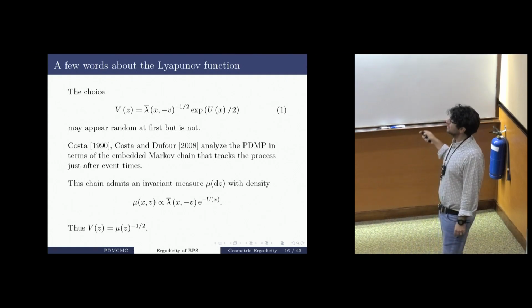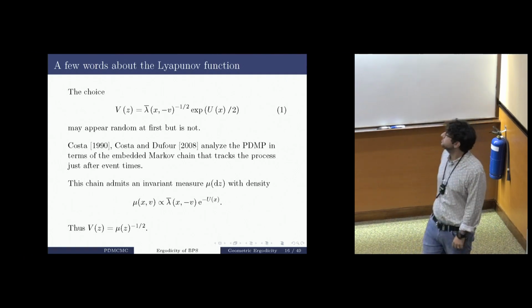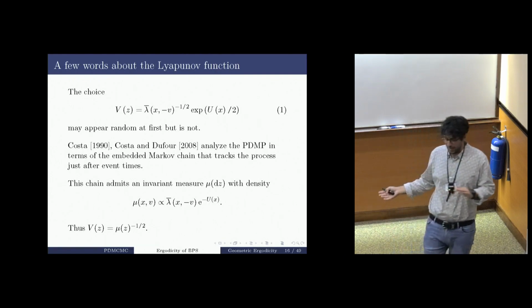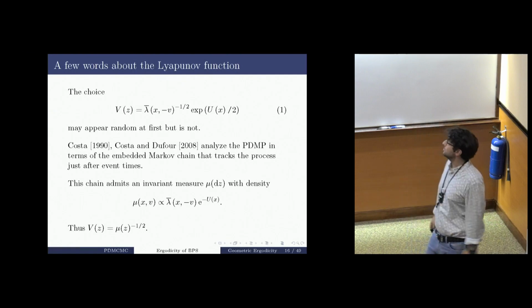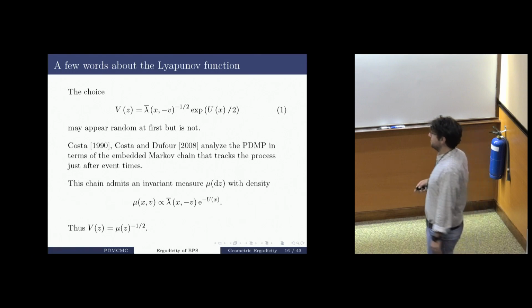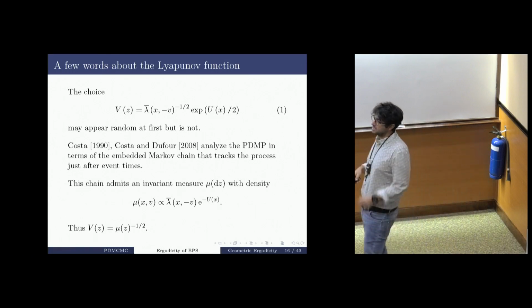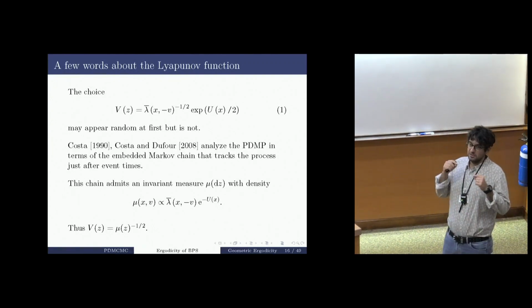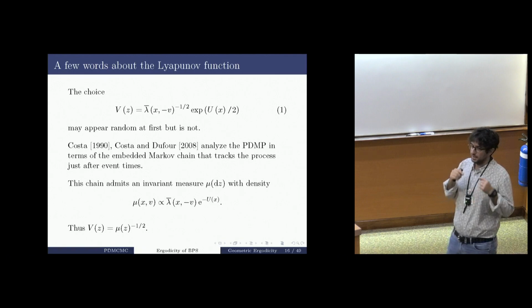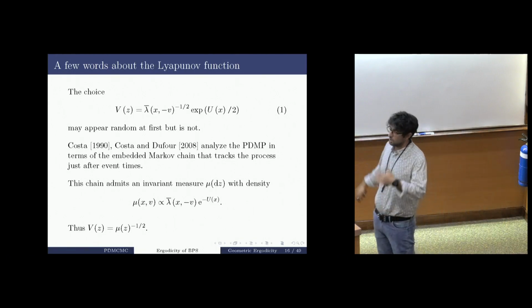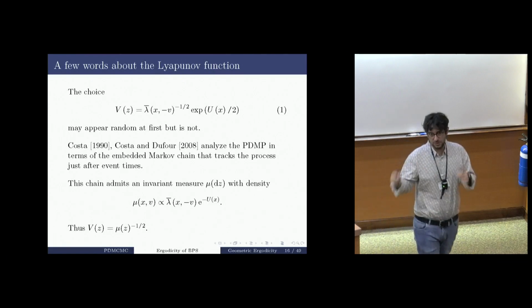And there is a very nice analysis going back to Costa and Dufour. They give you a lot of properties of the PDMP, and they show they're equivalent to similar properties for the jump chain. So if you look at this, the Lyapunov function makes sense, because it's very often the case that if you're trying to prove geometric ergodicity, the Lyapunov function looks like the density of the invariant distribution to some power of this form, minus a half, minus a third, anything between 0 and 1.